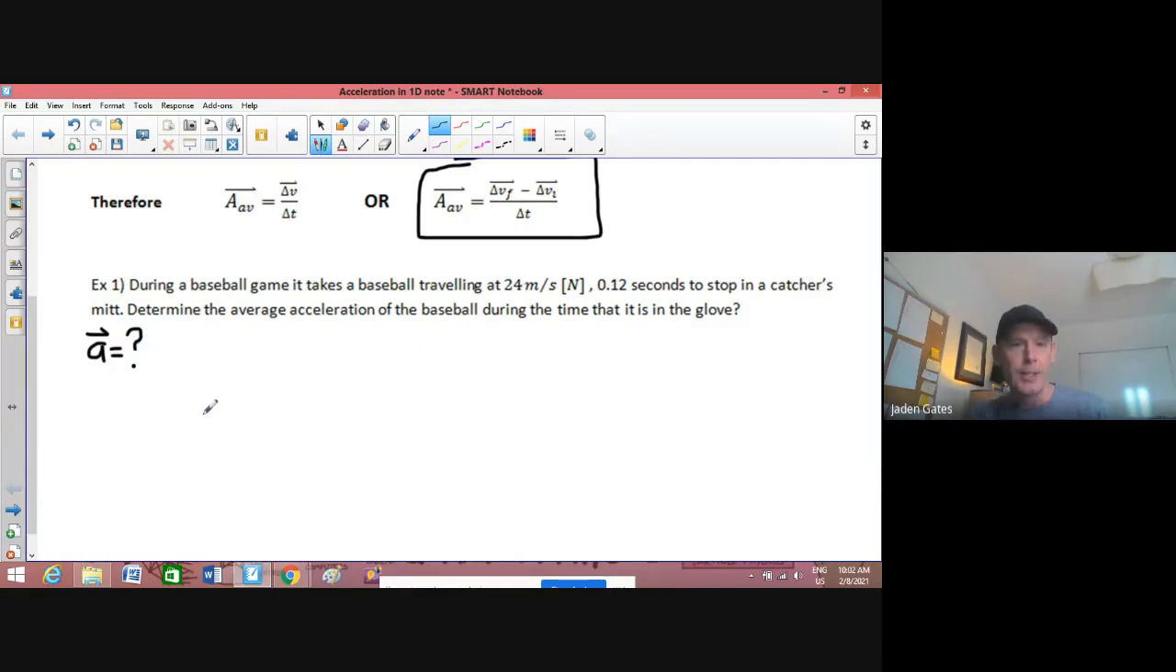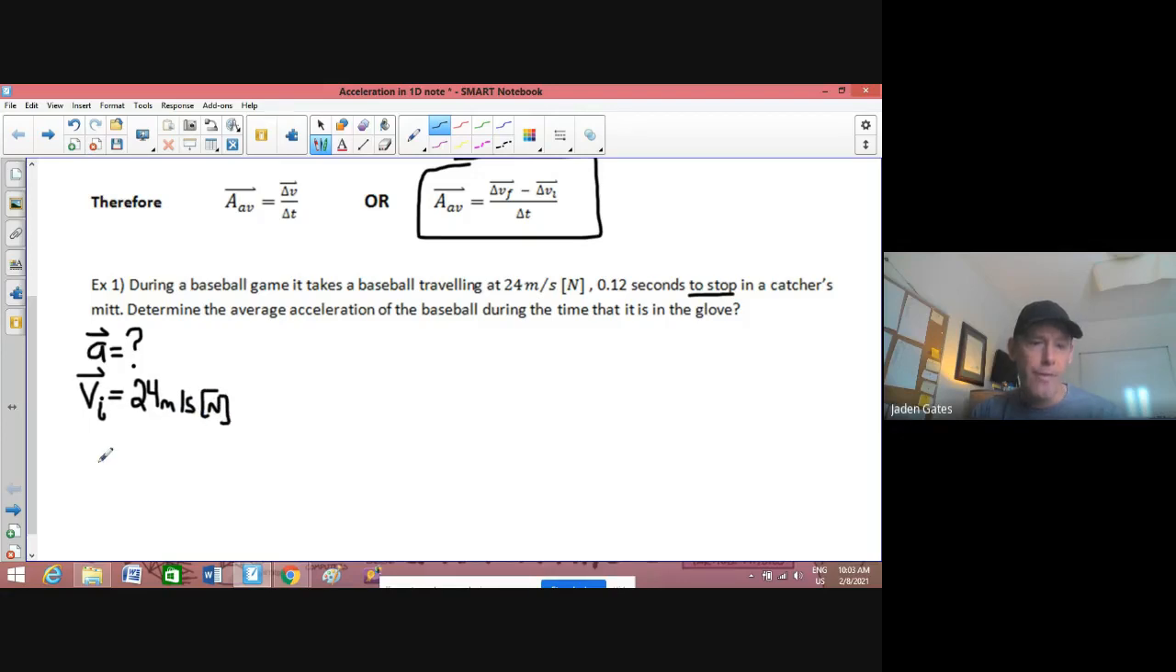We don't know that. Now, I'm going to reread because we've got a word problem here. I'm going to reread the question and see what variables I have down. So again, during a baseball game, a baseball traveling 24 meters per second north takes that many seconds to stop. All right. So here's what we have. This 24 meters per second north, that's what's called our initial velocity, VI. So I'm going to write that down, 24 meters per second. And again, because it's a velocity, it's north.